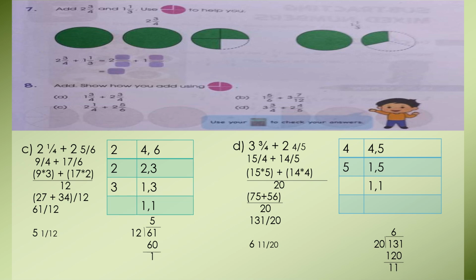Now, in order to get the same denominator, we are going to take the LCM of the denominators, which are 4 and 5, and our denominator comes out as 20. So we are going to multiply 15 by 5 and 14 by 4, because 4 into 5 is 20 and 5 into 4 is 20. So 15 into 5 is 75, and 14 into 4 is 56, and we have 131 over 20 as an answer. And on further solving, we have 20 into 6 is 120, and 11 is a remainder, so our answer is 6 whole number 11 over 20.